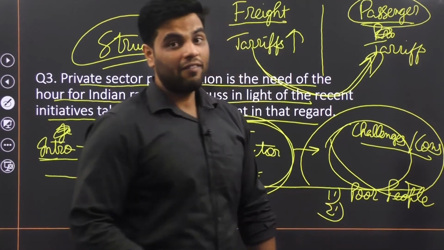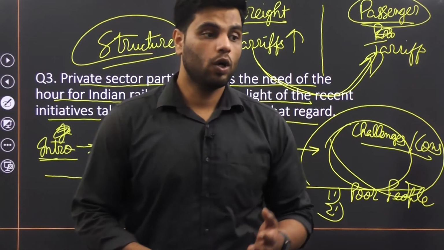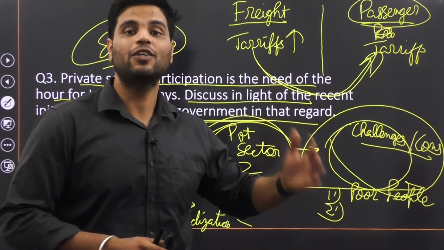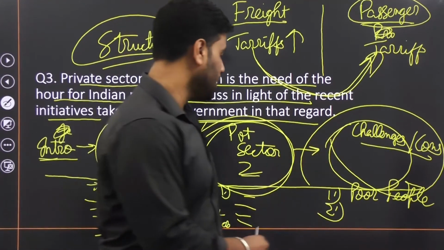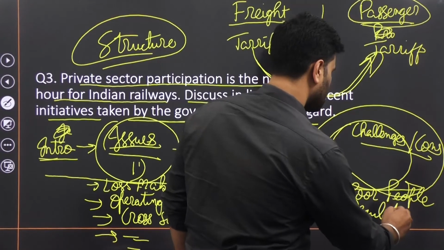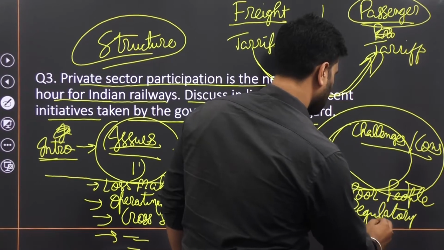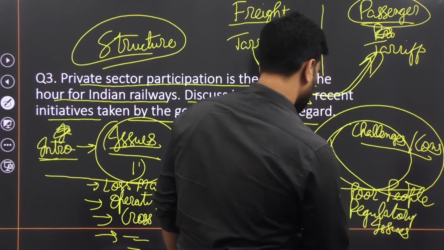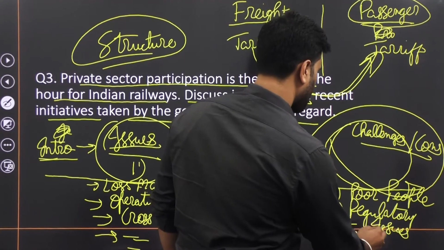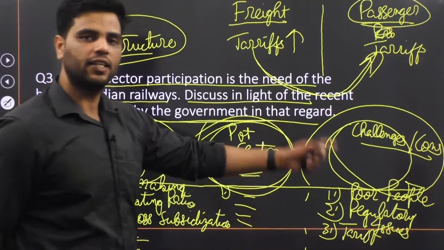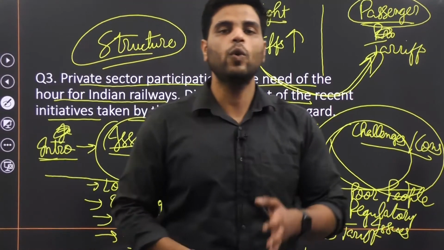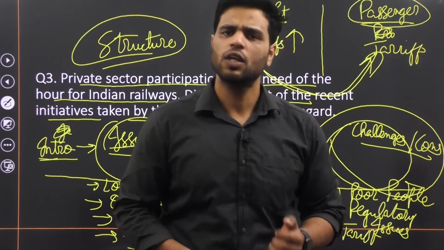Then private players are also prone to corruption and all that stuff. So you need better regulation of private players operating in railways, right? So regulatory issues. Then tariff prices can be too high. And all the other things. These are the challenges. And in the end, you'll mention some of the steps taken by the government to enhance private sector participation. All right.